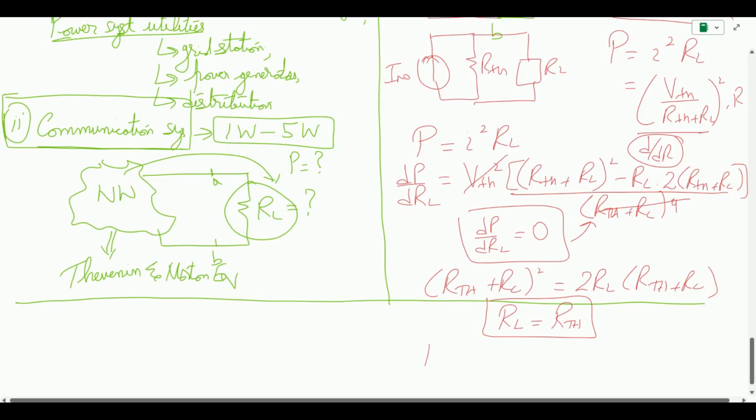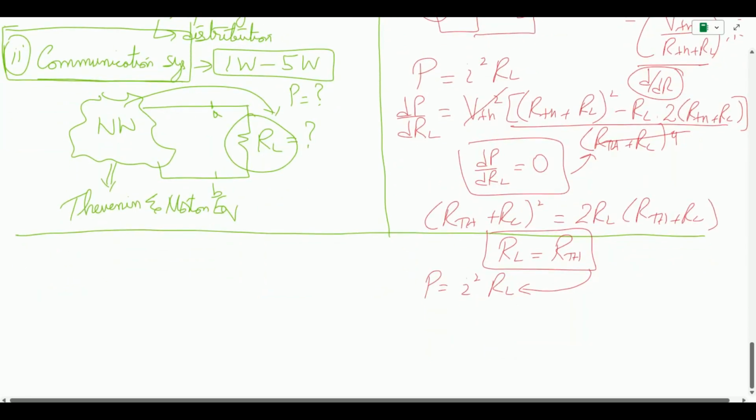Now the power equation was I square into RL. Put the value of RL over here, so we get the final equation to be V Thevenin square divided by 4 RL, and this is the equation we need to use whenever we are asked to find the maximum power transferred to a system or any load. So for example, let us put it into context.